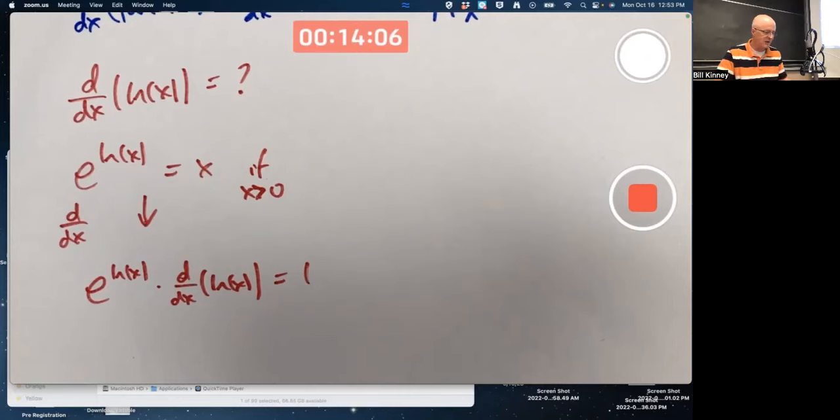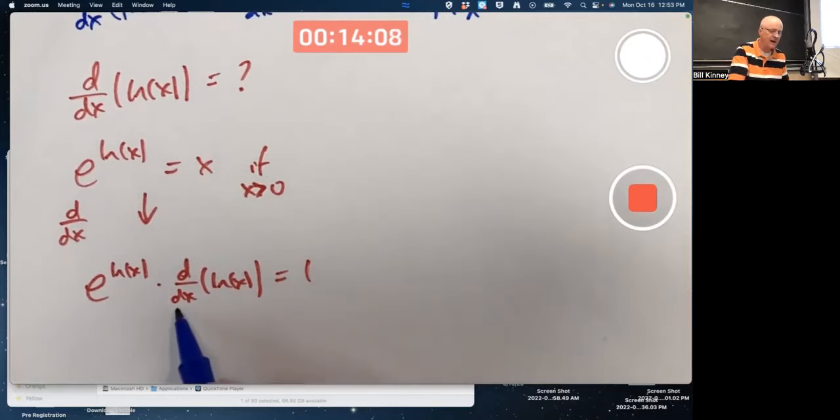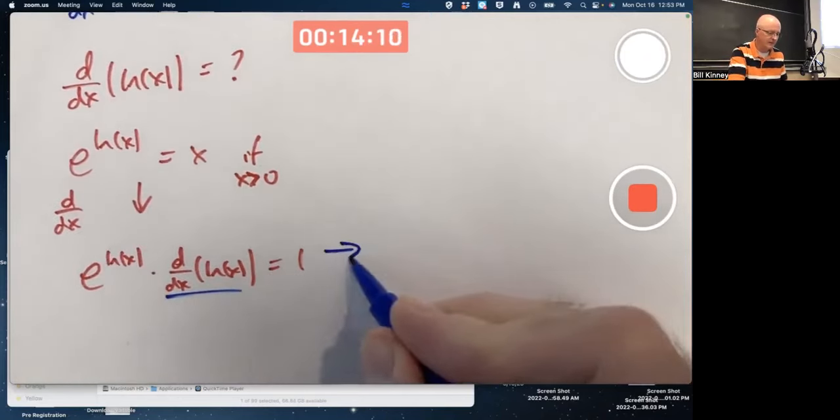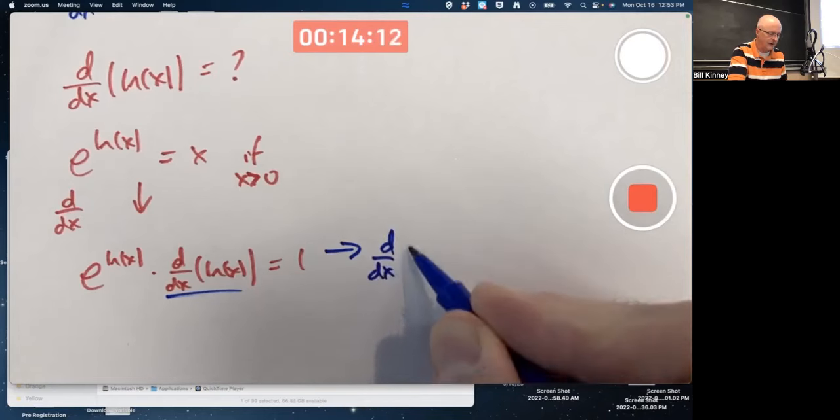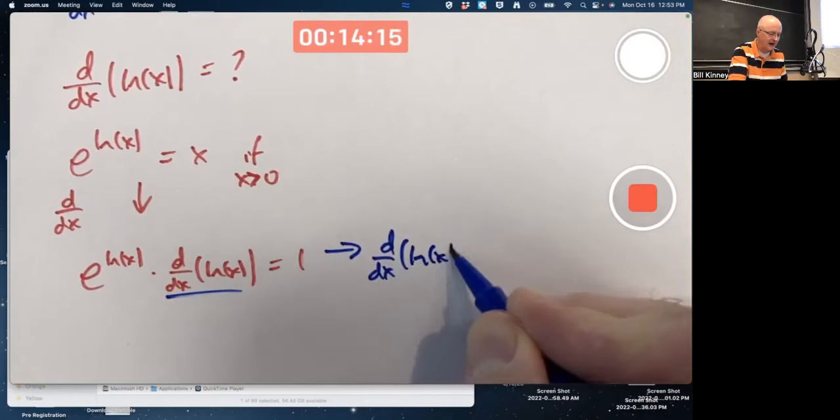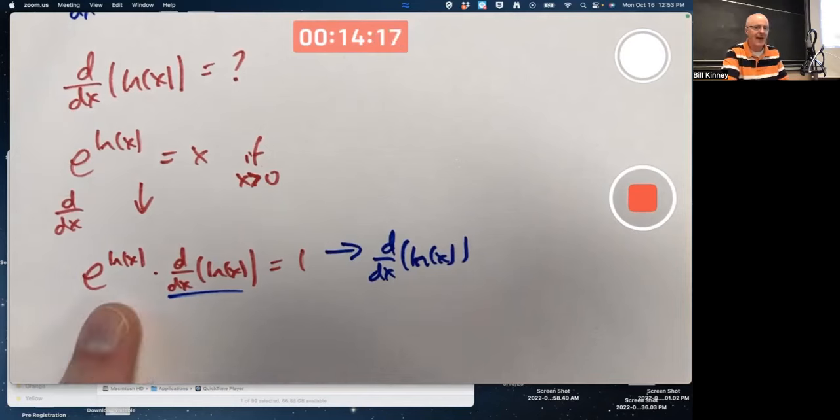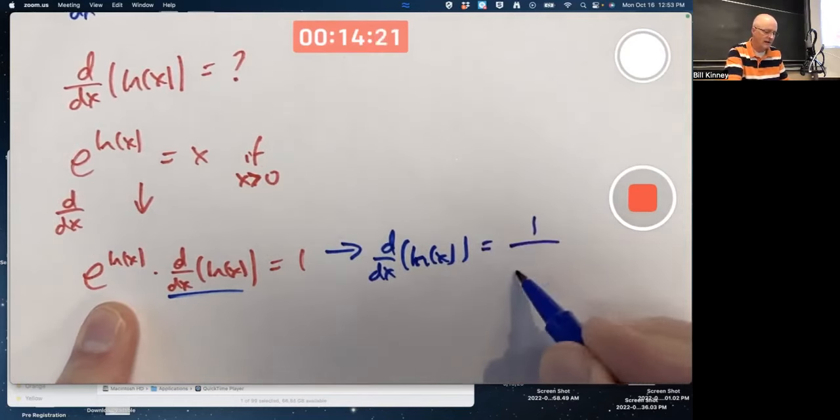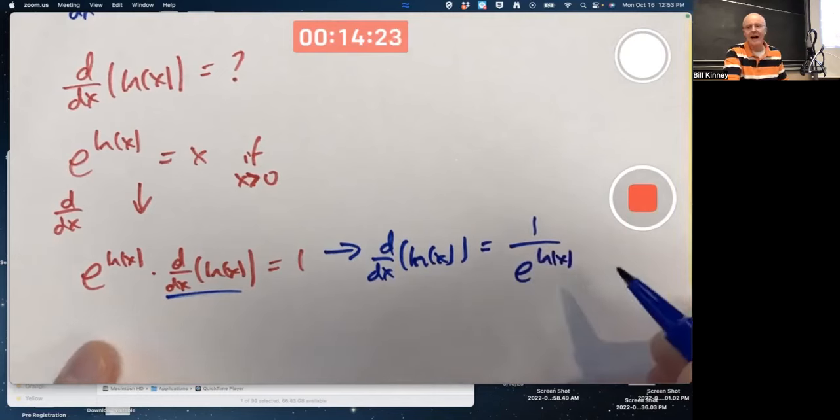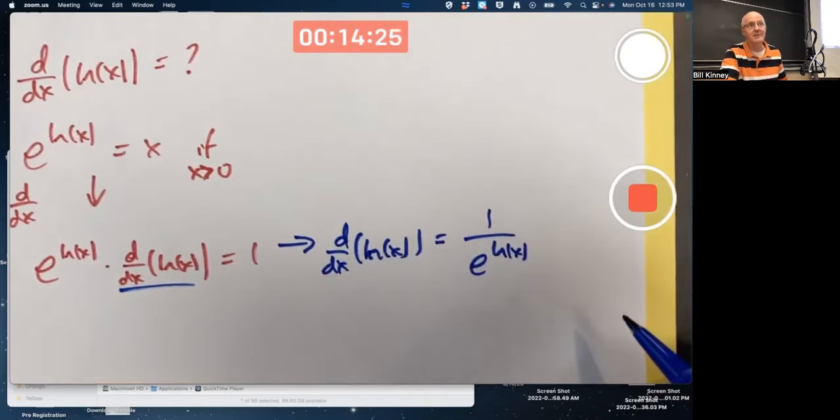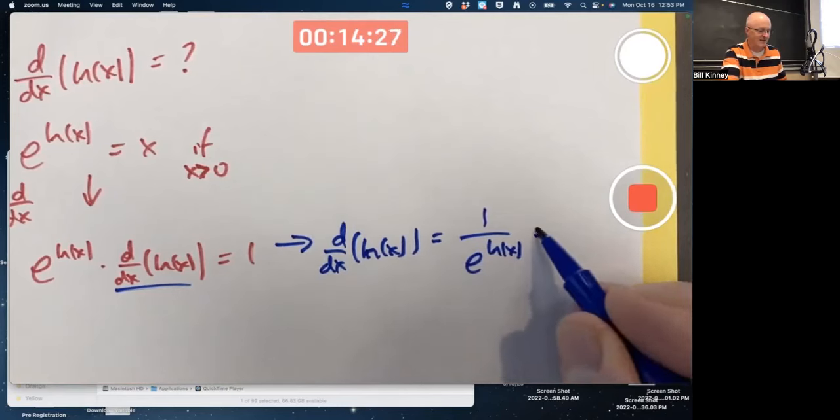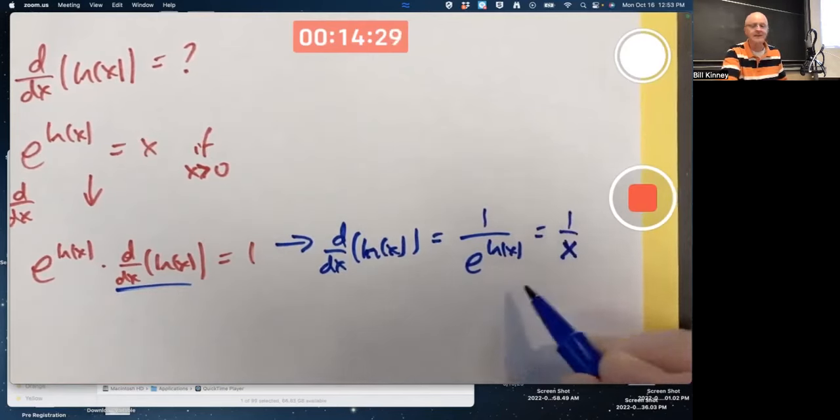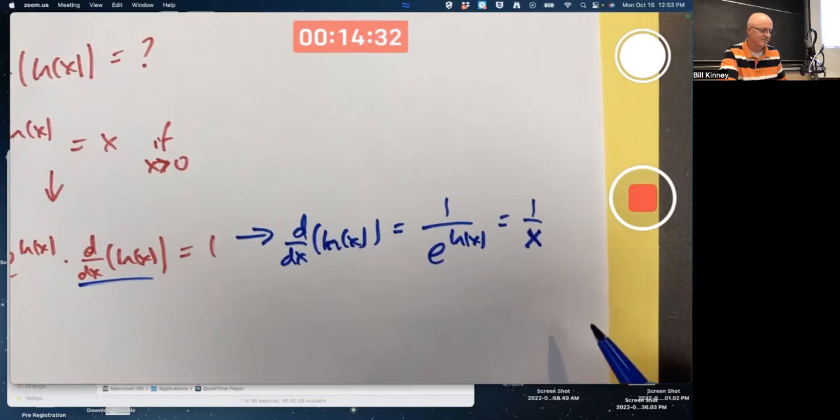Now we can just algebraically solve this equation for the unknown derivative, the derivative with respect to x of natural log of x, by dividing both sides by e to the natural log of x. You could say the answer is 1 over e to the natural log of x. However, that's not as simple as it could be. It simplifies to 1 over x, once again, because e to the natural log of x equals x.